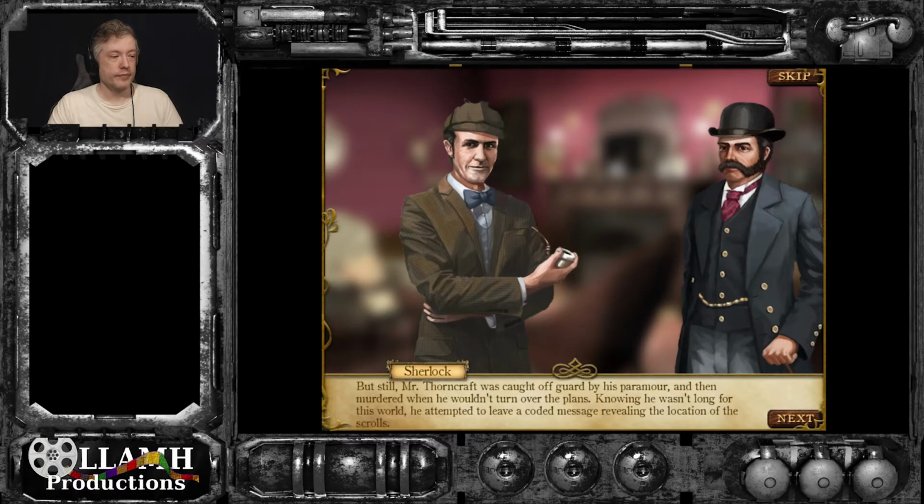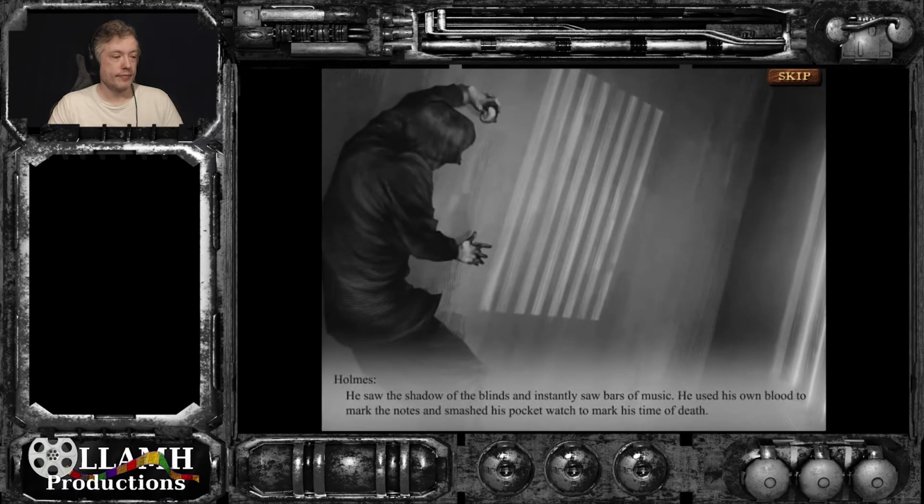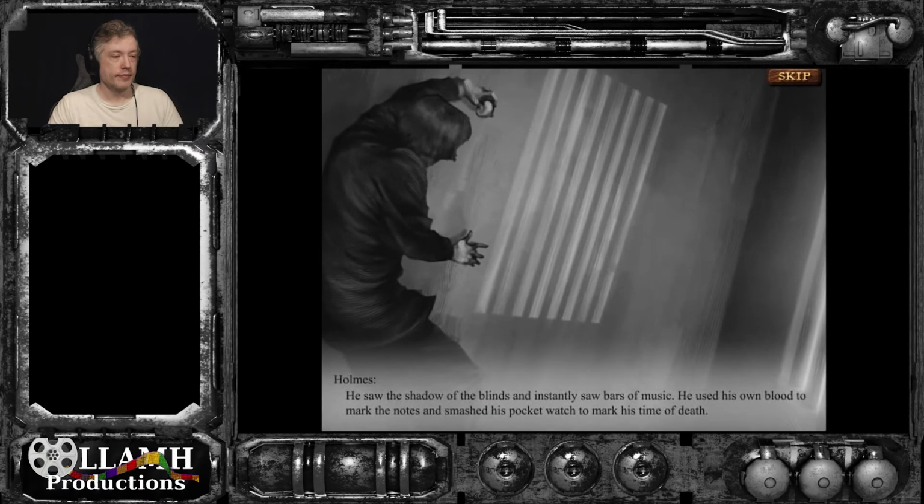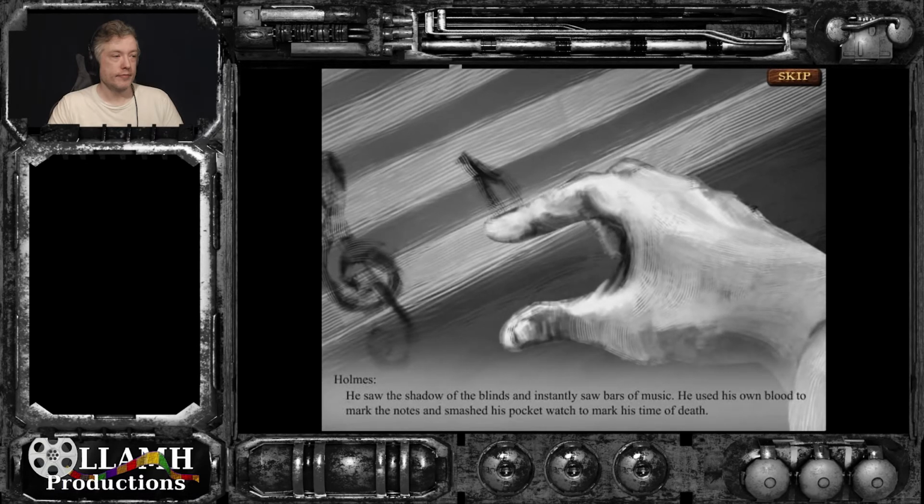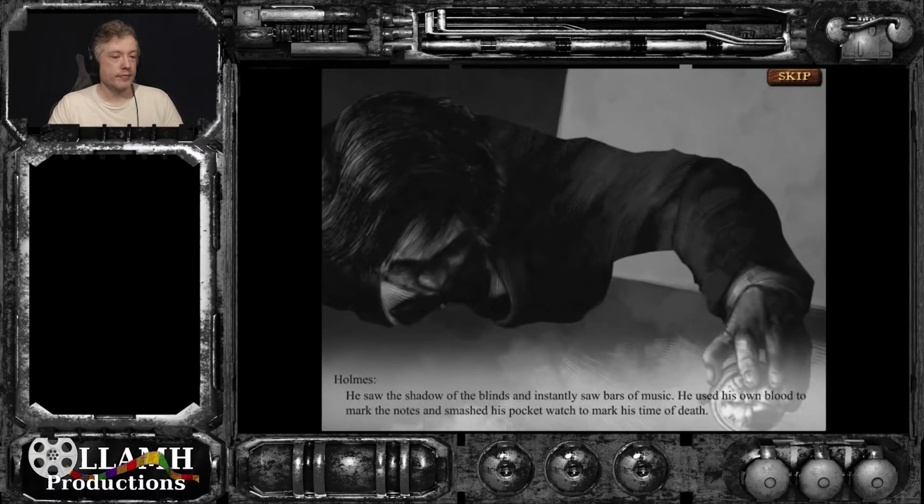But still, Mr. Thorncraft was caught off guard by his paramour, and then murdered when he wouldn't turn over the plans. Knowing he wasn't long for this world, he attempted to leave a coded message revealing the location of the scrolls. He saw the shadow of the blinds and instantly saw bars of music. He used his own blood to mark the notes and smashed his pocket watch to mark his time of death.